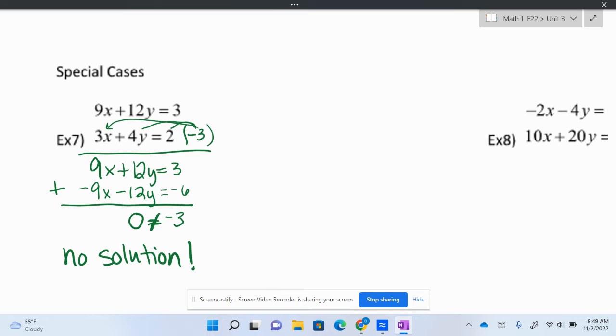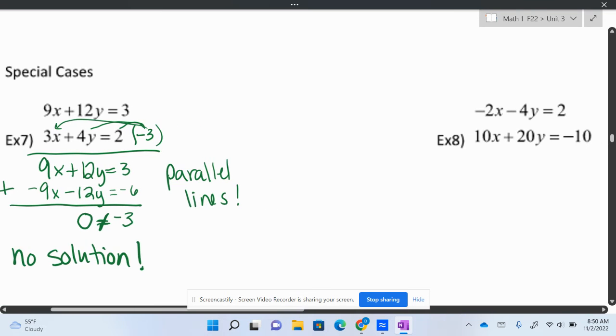I'm going to ask it again. If we graph these two equations and we end up with no solution, what does that mean my graph looks like? Say it. Parallel lines. Good job. Get yourself a piece of candy. Parallel lines. Okay. There's 2 candy jars.